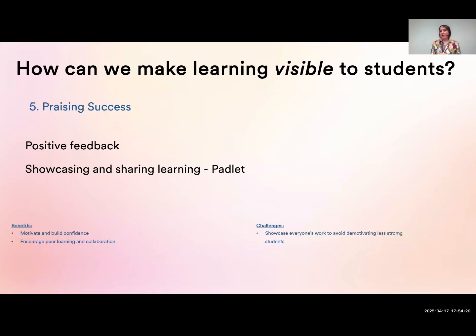Some of the challenges could be, for example, that showcasing everyone's work can be challenging because, of course, we know that there are always stronger students and less strong students. We want everyone to be proud of their work, even if they are struggling a bit more. So always make sure that there is a share from everyone to reflect on that and to present to other students.